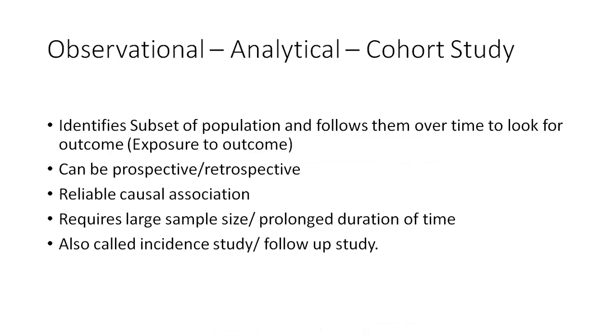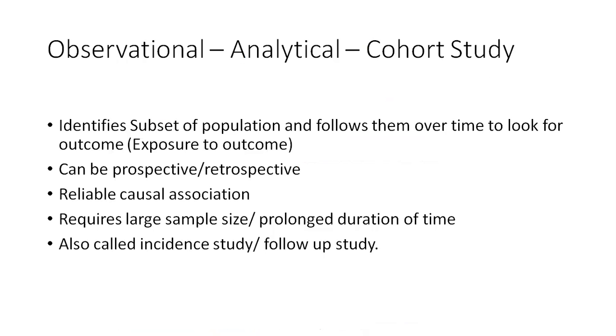The other group of study is the cohort study. Now in the cohort study, we identify a subset of the population, a cohort, and we follow these patients over a period of time to look at the outcome. So what is the difference between a case control and a cohort study? In the case control study, we had the outcome and we were looking for exposures, whereas in the cohort study, we have the exposure and we are looking for an outcome.